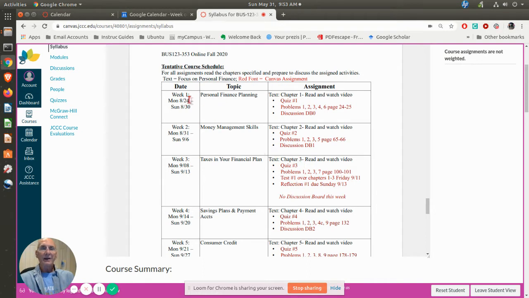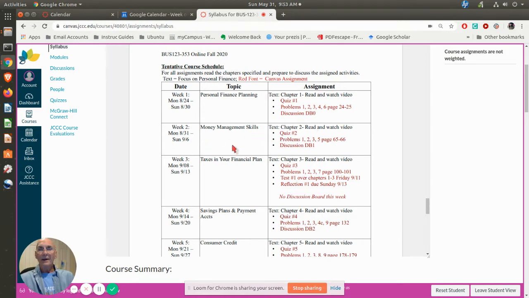Now, the last pages of the syllabus has the actual schedule and the things we'll be doing. You can see here that it shows for the week, here's the key topic, and then here are the things that need to be done. In week 1, we do have the quiz that's due by Thursday, the problems that need to be submitted by Sunday, and then the discussion board. Now, the discussion board DB0 is ungraded, and that's basically an introduction to everyone.